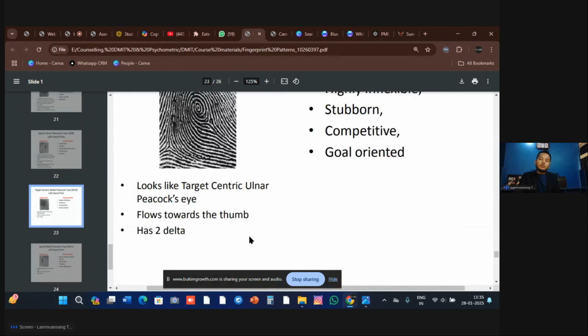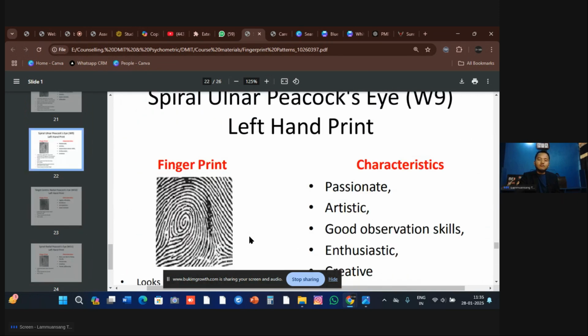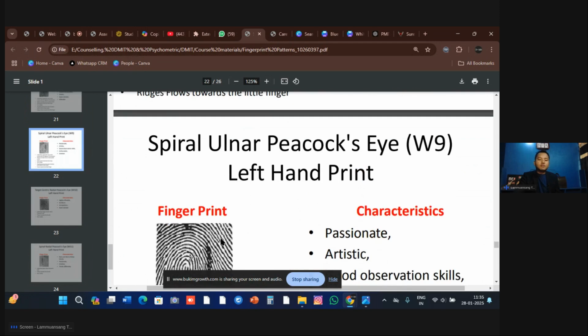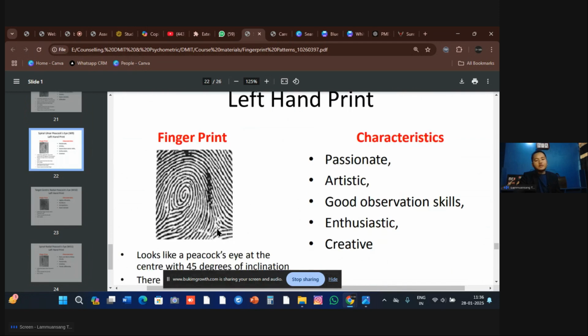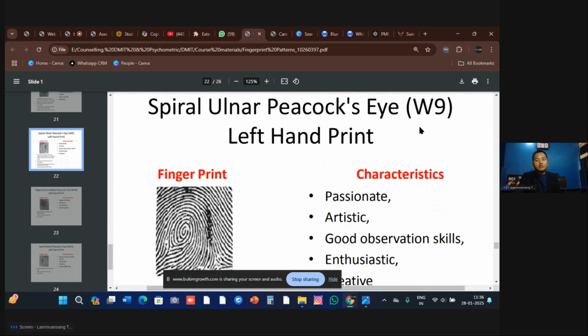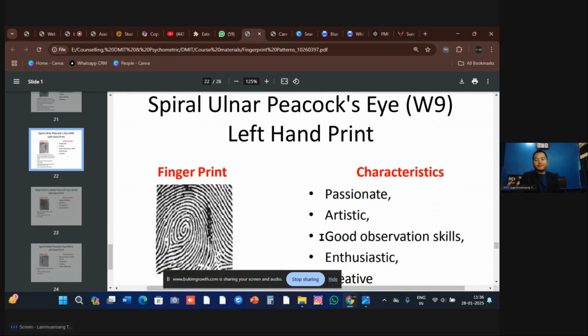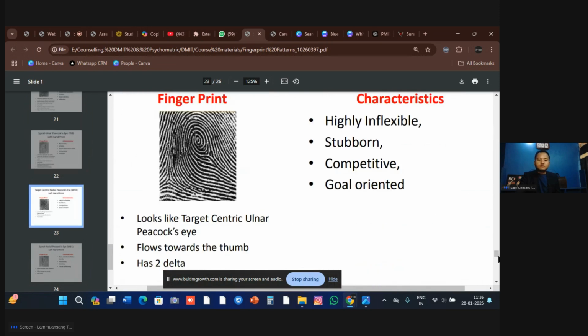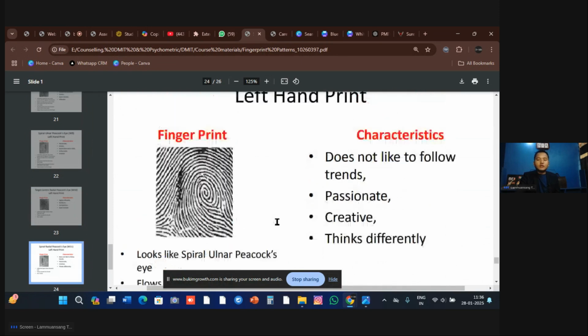Now you go to W9. This is spiral, right? Spiral, and the tri radius is on the right side. And in W11, the tri radius, this one will go this side, right? And this center going this side. Small, little difference. Only the side of the tri radius is different.